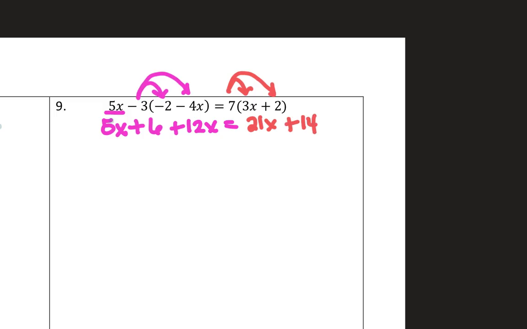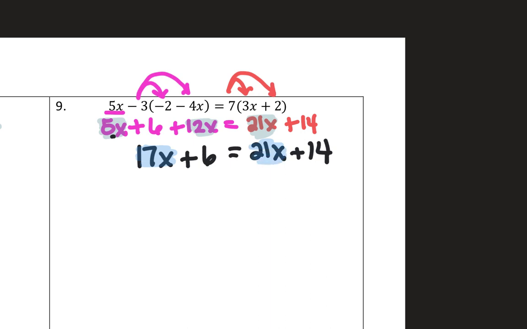All right, we're going to highlight all the x's, and we're going to put them together. On the left side, I have 5 and 12. Do we change the signs? No, because they're on the same side. So what's 5 plus 12? 17x. Bring down the 6, the 21x, and the 14. Okay, I'm going to highlight the x's again.